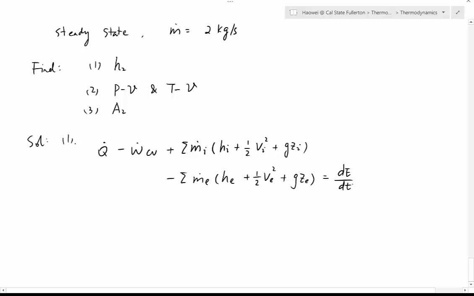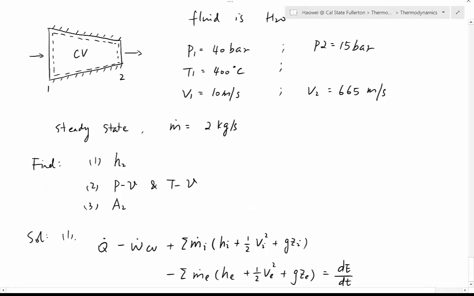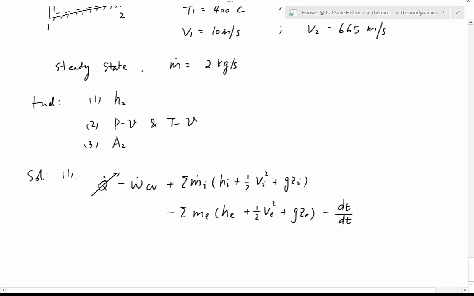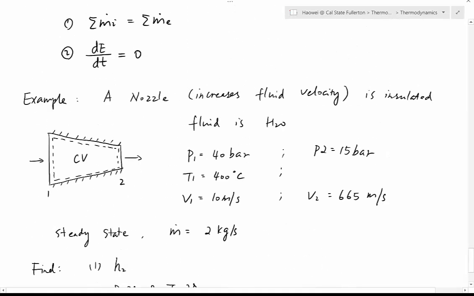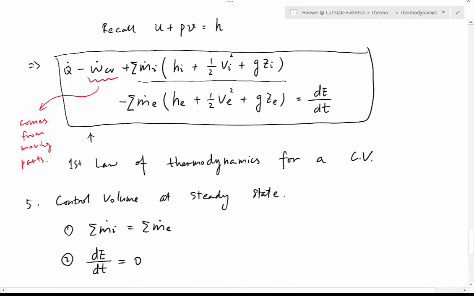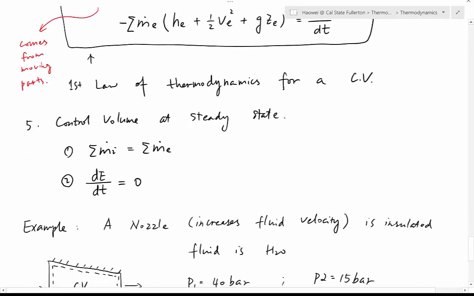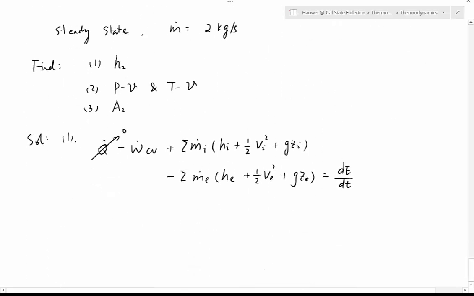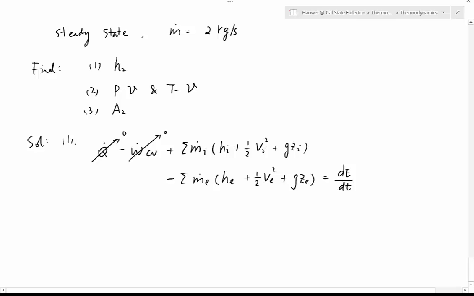And next, we can further simplify this equation. First of all, this nozzle is insulated, so that means there's no heat transfer. If there's no heat transfer, Q dot goes to 0. And next one, W dot CV. Do you remember what W dot CV means? Like we said in this box, W dot CV comes from moving parts of your system. Okay, let's take a look. Does this system have any moving parts? Does the control volume push anything or get pushed? Not at all. So there are no moving parts, so W dot CV goes to 0. The reason here is no moving parts.